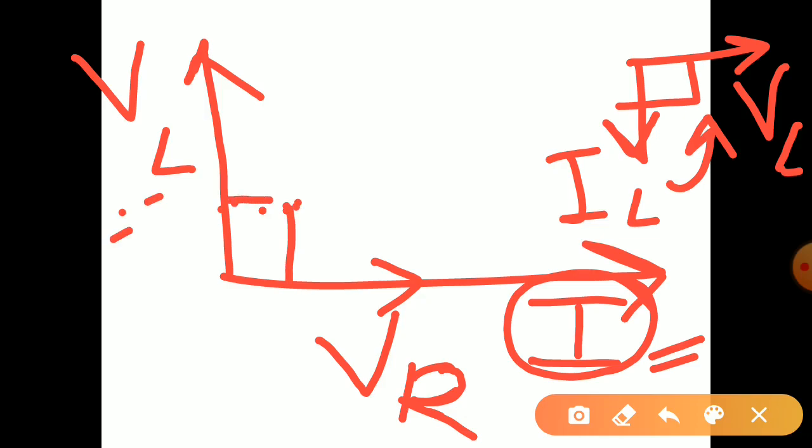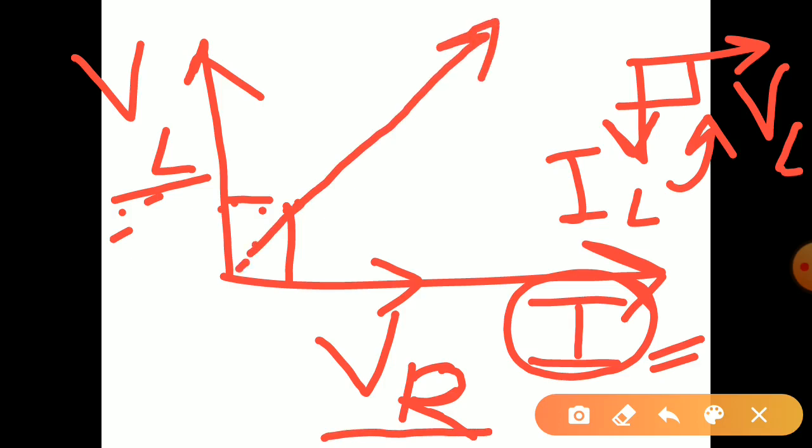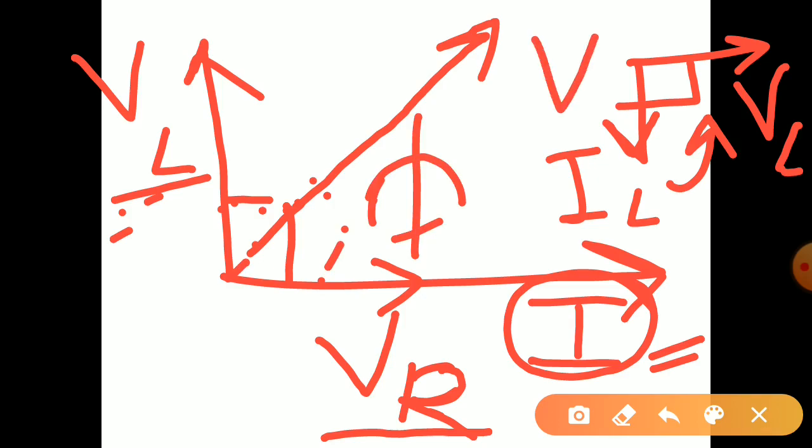Now if we need to draw a vector sum of VL and VR, then we can have V somewhere here with an angle of phi. With an angle of phi, we can have a vector sum of voltage somewhere in between VR and VL.